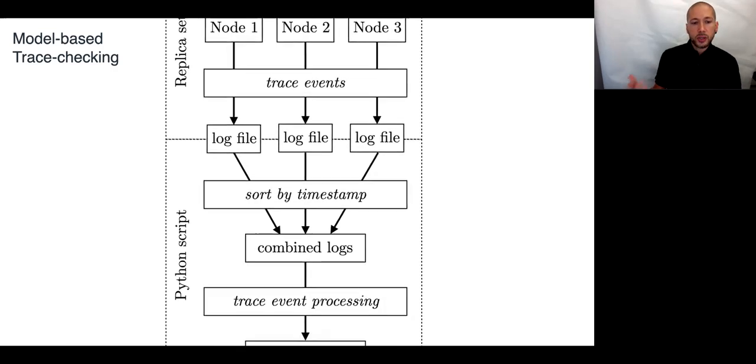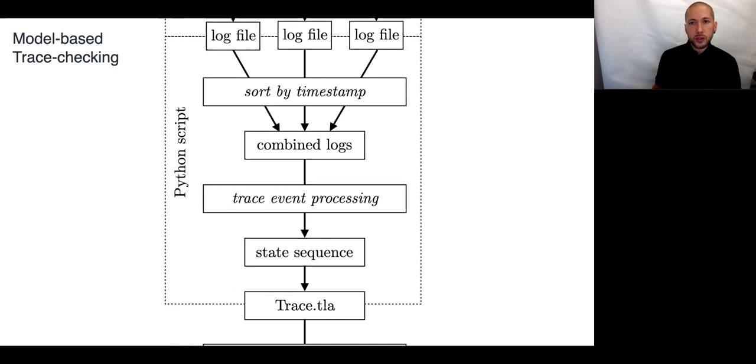We then need to combine these log files into one state sequence. So we can just sort the events by timestamp because all of the servers are on the same machine with a shared clock. And we introduced a short sleep after each event to ensure that they have distinct timestamps.